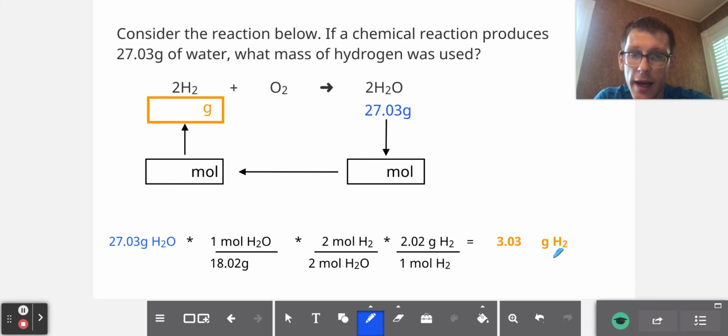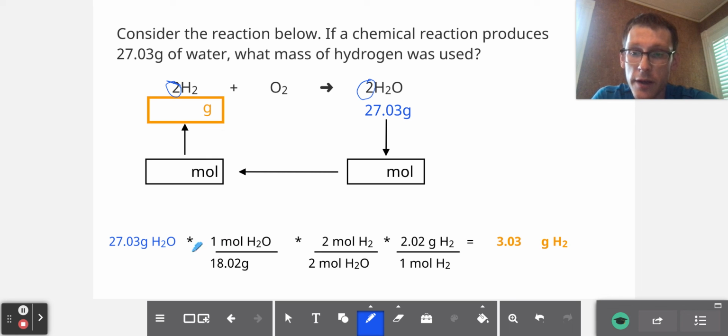So that algorithm that I had at the bottom here is otherwise written out as, okay, so we have 27.03 grams of water. We're dividing by the molar mass, which is like multiplying by 1 mole over 18.02 grams. Then we multiply by that mole ratio of hydrogen to water. That mole ratio is, again, the coefficient out in front of hydrogen over the coefficient out in front of water. That's what we have here. And then finally, we have the molar mass of hydrogen that we're multiplying by. It's 2.02 grams of hydrogen for every mole of hydrogen.